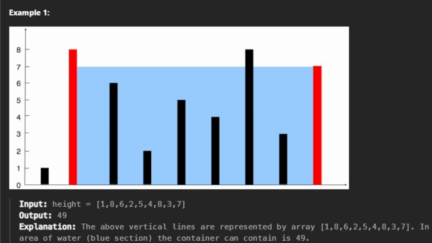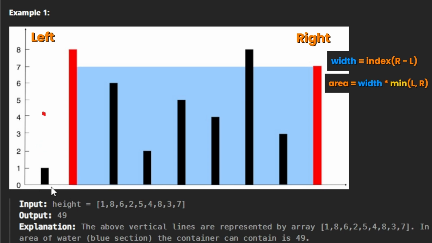Alright, let's trace our algorithm with the classic example. We'll keep track of our pointers and the maximum area we have found. We start with left at index 0, right at index 8. The distance between left and right is equal to 8. The height is limited by the shorter bar. The area is 8 multiplied by 1, which is equal to 8. Maximum area is now 8.